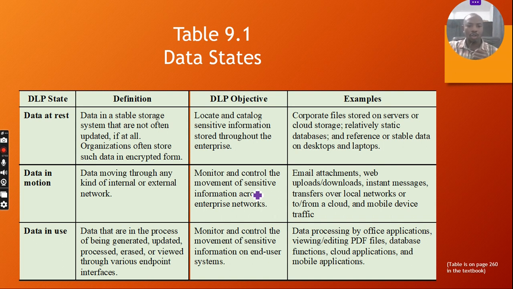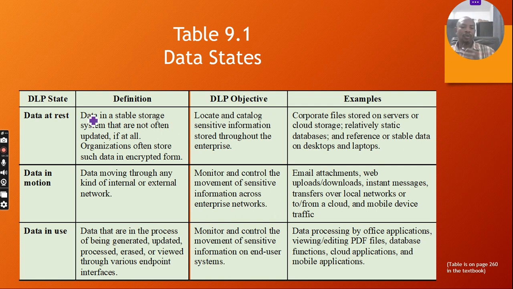The data in motion. Data in motion is defined as the data that is moving through any kinds of internal and external network. Data that is being transmitted or being received within the internal network, local area network, or even outside network to a wider area network. But the objective of the data loss protection, the DLP, is to monitor and control the movement of sensitive information across the enterprise network. Good examples are email attachments, web uploads and downloads, instant messages, and so on and so forth.